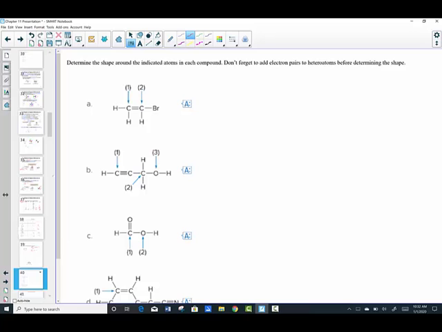All right, so here we're looking at the shape of the indicated atoms in each compound. As we number these, don't forget to add the electron pairs to any heteroatoms before determining the shape. For example, the bromine is missing its 3 sets of electrons to complete its octet. Notice carbon number 1 is attached to 3, I'm going to just label that carbon 1.